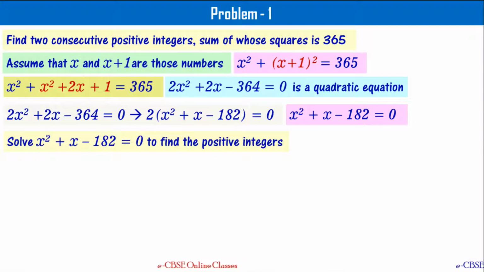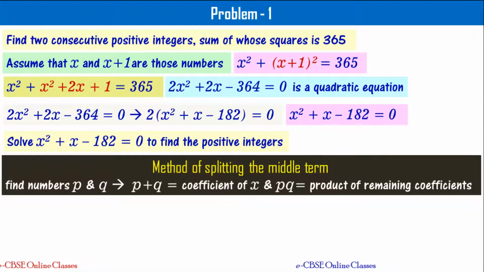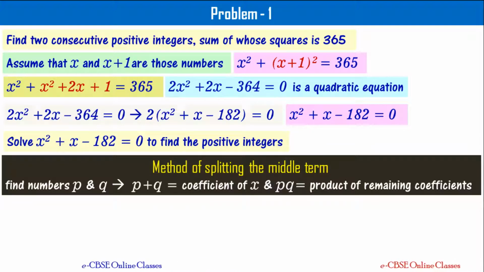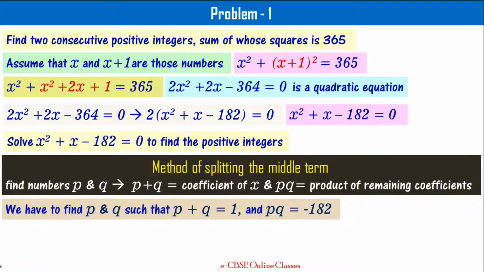We have to now solve this particular equation to find the positive integer. How do you do it? We use the method called splitting the middle term method. It suggests that we have to find two numbers p and q such that p plus q is equal to coefficient of x and pq is equal to product of remaining coefficients. It means we have to find p and q such that p plus q is equal to 1 and pq is equal to minus 182, right?